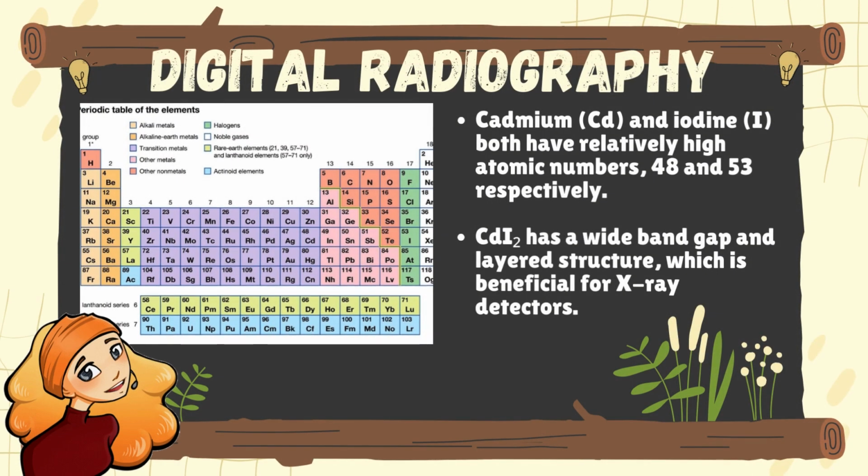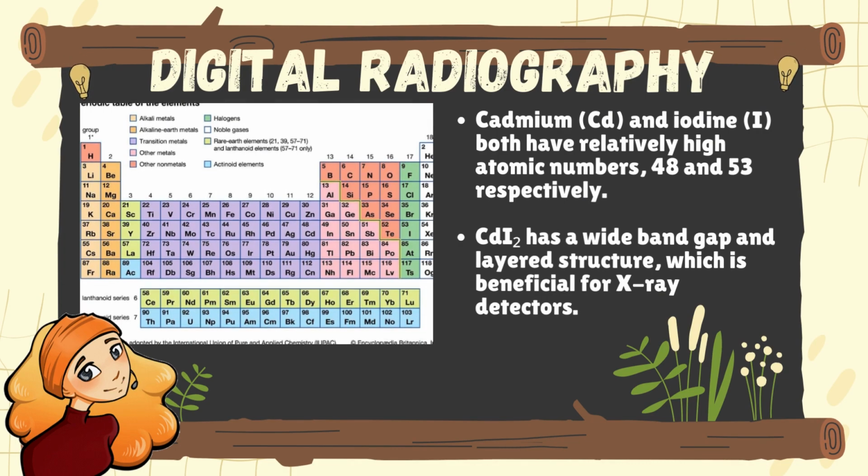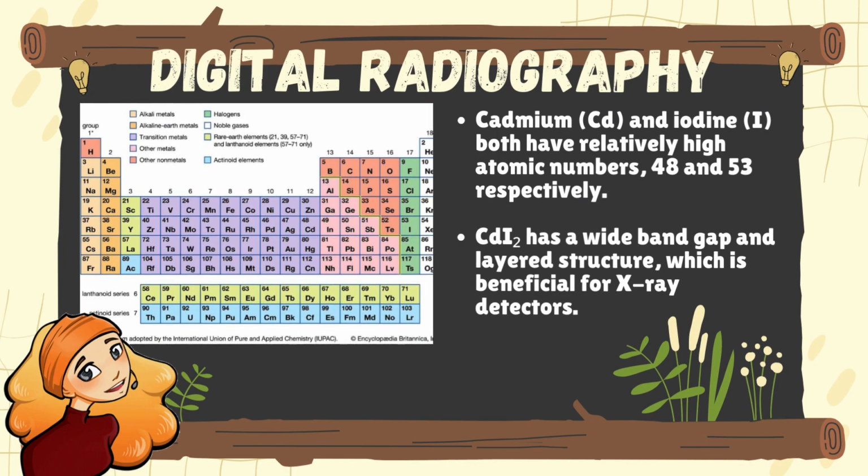This is because cadmium and iodide both have relatively high atomic numbers, which are 48 and 53 respectively. Materials with high atomic numbers are more effective at absorbing X-rays because they have a greater probability of interacting with high-energy photons through processes like the photoelectric effect.